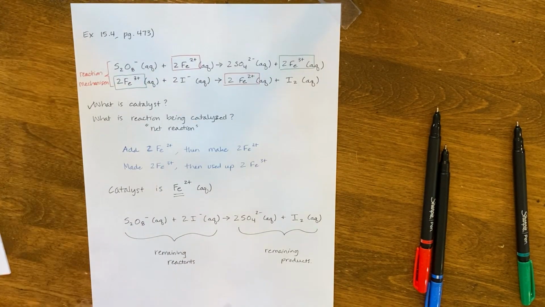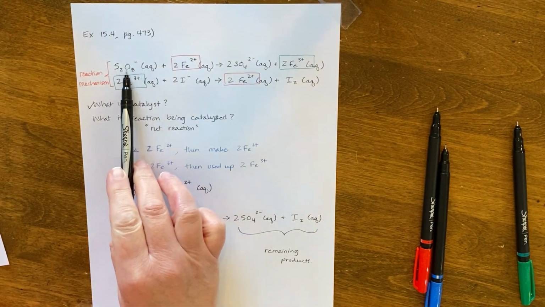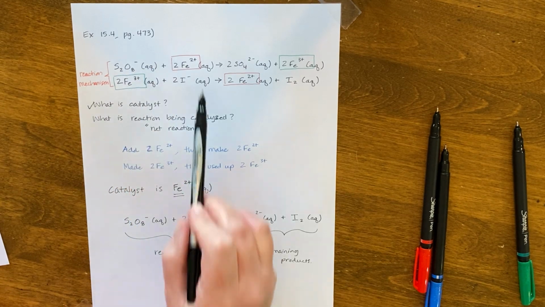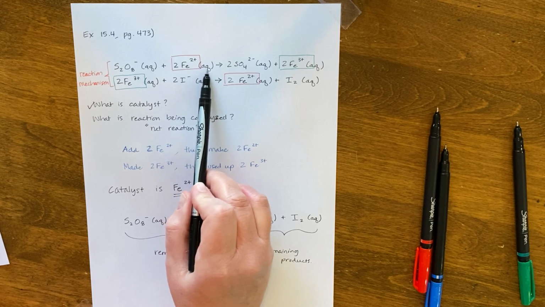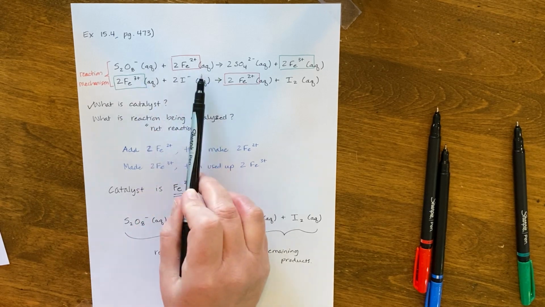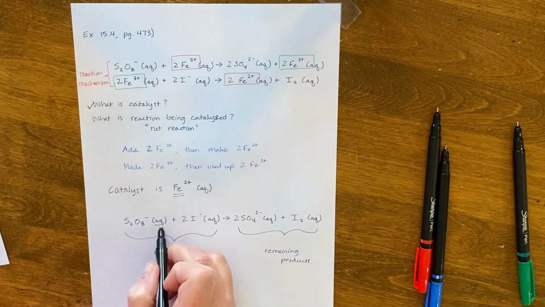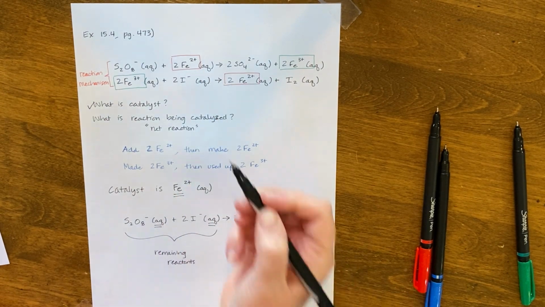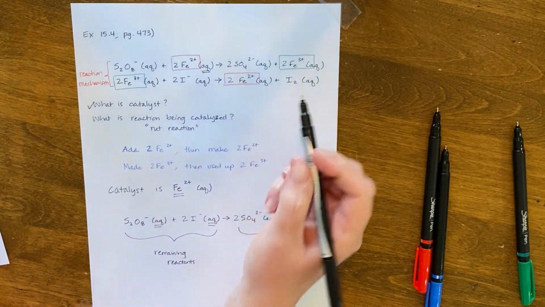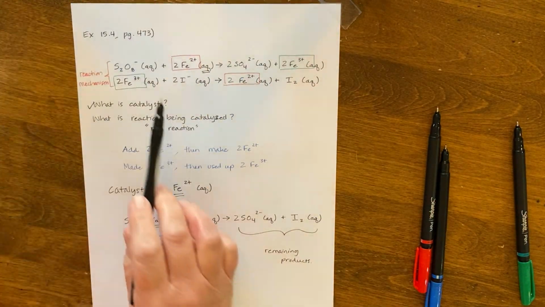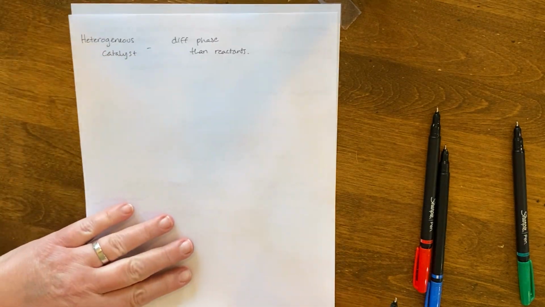And I should go back and look at this. You'll notice here my reactants were both in the aqueous phase, and my catalyst was also in the aqueous phase. So this was a homogeneous catalyst. I should have pointed that out earlier. My reactants are aqueous, and my catalyst was aqueous. Everything in this reaction mechanism was aqueous. So that was a homogeneous catalyst.